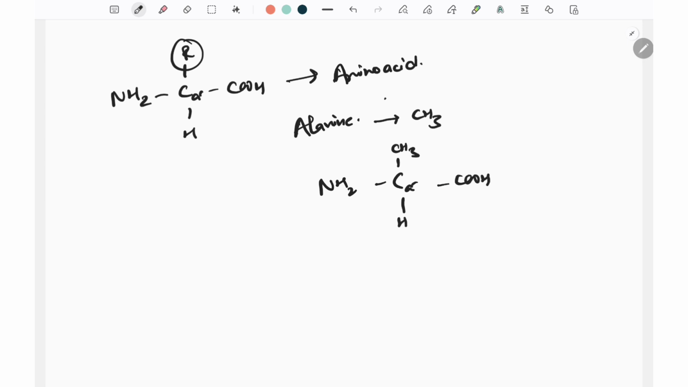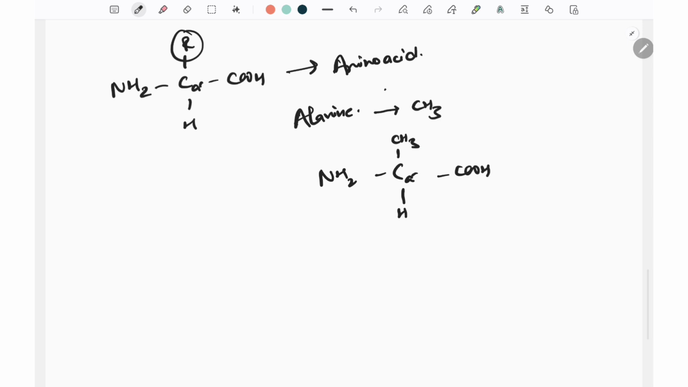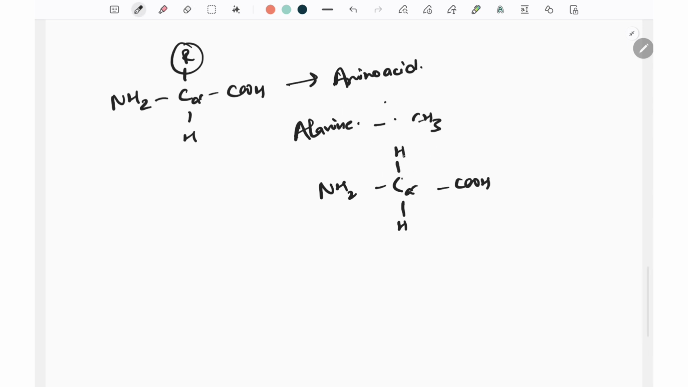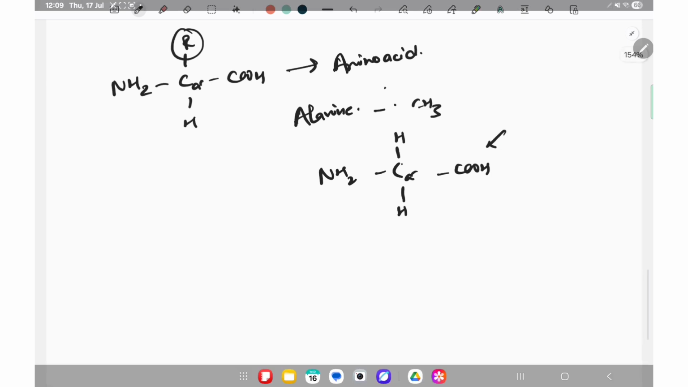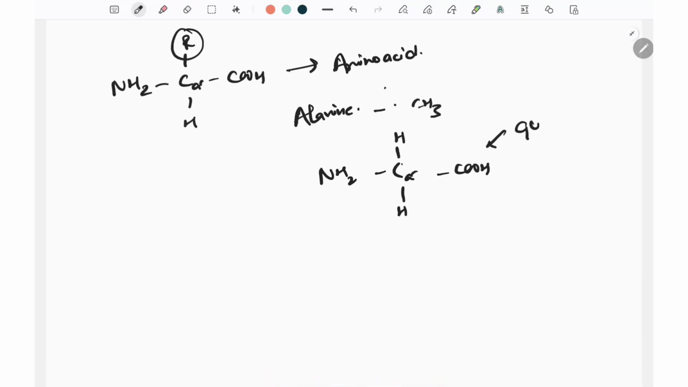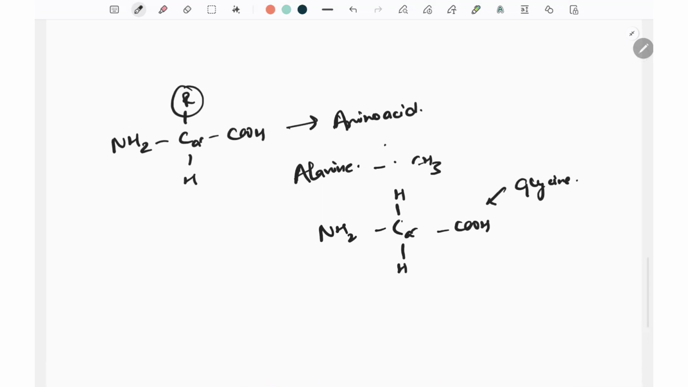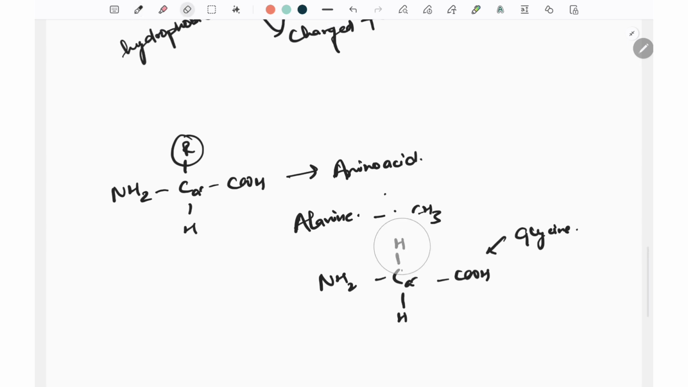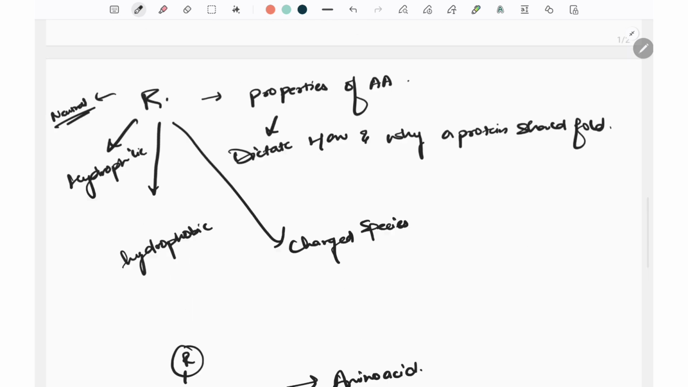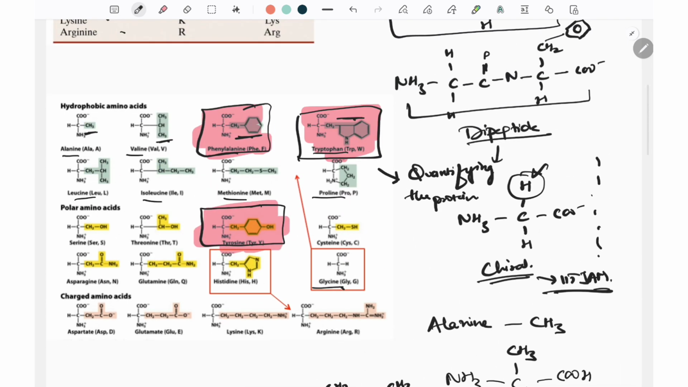What is glycine? We are simply going to remove this CH3. So for example, we'll simply remove this CH3 and do the H replacement there. This becomes glycine, right? The only thing that we need to change is this group and everything is going to be fine. So make sure you write each and every one of these structures so that you remember everything.